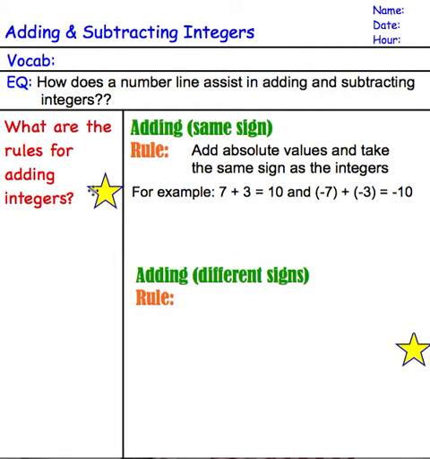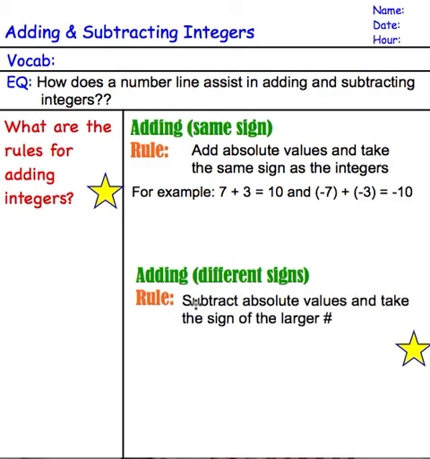Now, if the signs are different when you're adding, you're going to take their absolute values and subtract. Obviously, you always subtract bigger minus smaller. And then whatever number has the bigger absolute value, the sign of that number is the sign of the answer.